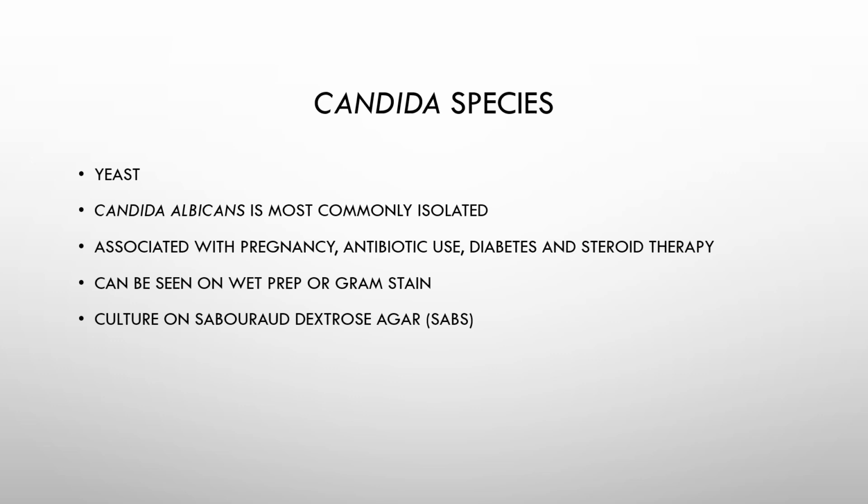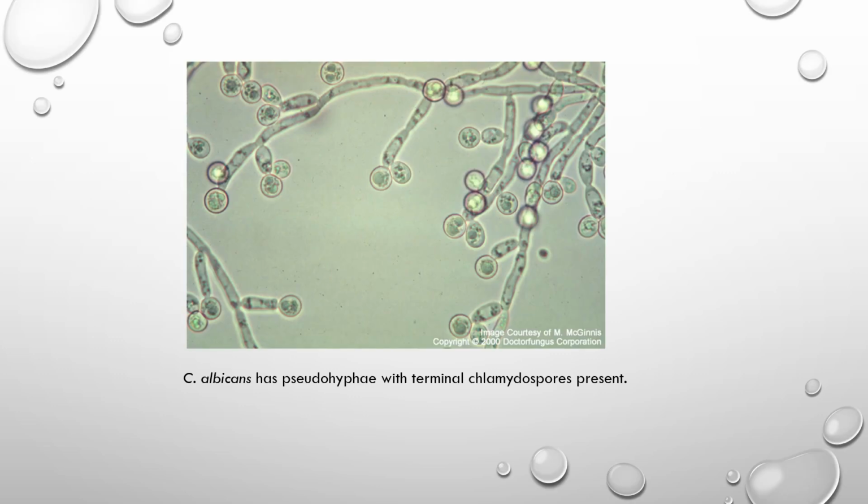It can be seen on a wet prep or a gram stain, and if we wanted to culture it, the best media for isolation and cultivation of yeast is Sabouraud dextrose. So here's a nice image of a mature Candida albicans. You can see that the terminal chlamydospores are at the ends of the pseudohyphae, and they're long and branching, and you'd pretty easily be able to notice this on a vaginal wet prep.